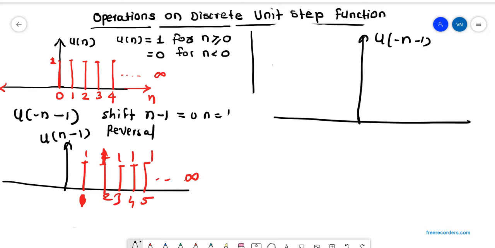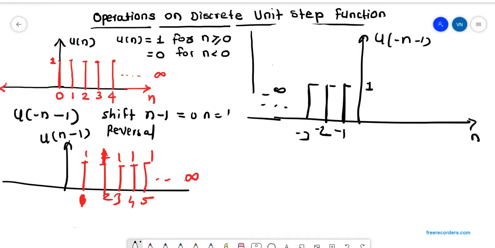Reverse. So you have to draw minus n. So whatever the signal is starting from 1, that signal will automatically start from minus 1, minus 2, minus 3, up to minus infinity. The amplitude for each and every one will be 1. You just have to reverse the signal. So this is also an operation.